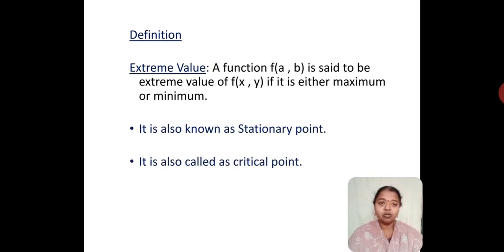The next definition would be what is an extreme value. A function f(a, b) is said to be an extreme value of f(x, y) if it is either maximum or minimum. The simpler way of saying an extremum value is that the function should be either maximum or minimum. This extreme value is also known as a stationary point. It is also called a critical point. So the names extreme value, stationary point and critical point mean one and the same.